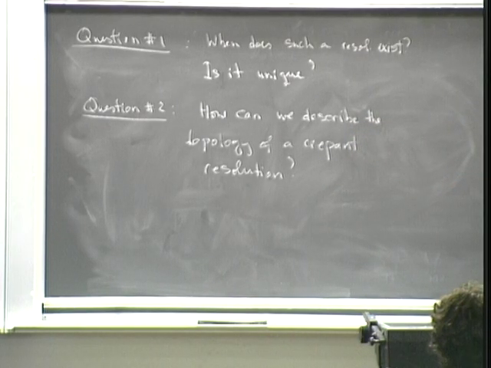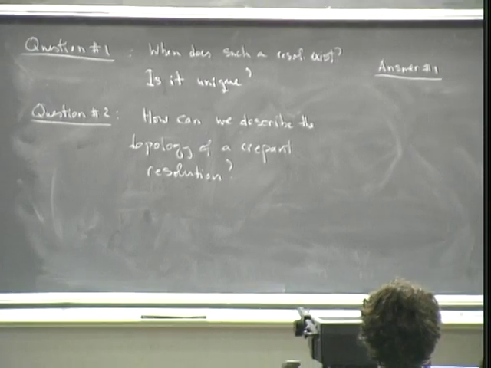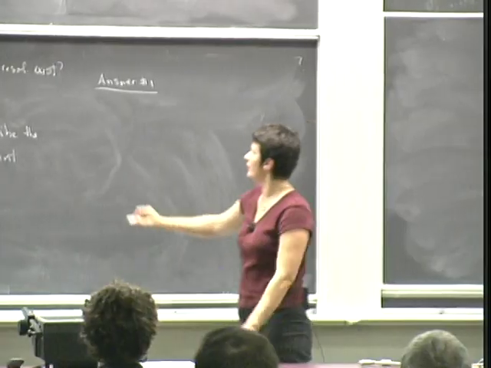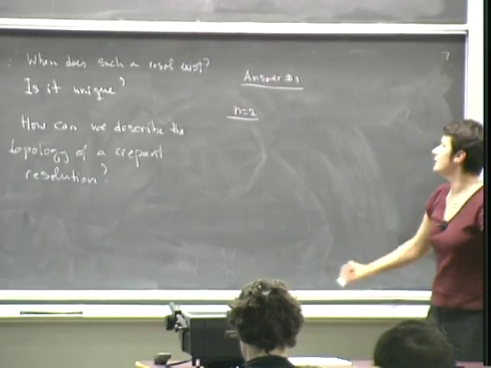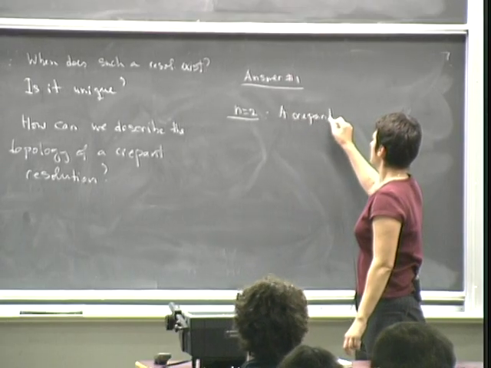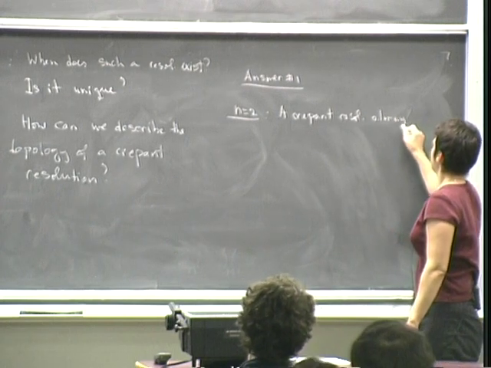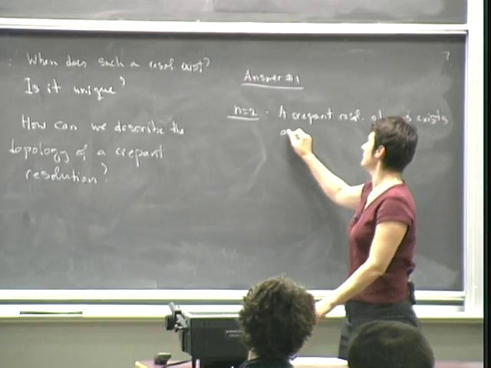Now, the answer to question number one really depends on the dimension we are in. For n equals 2, it turns out that a crepant resolution always exists, and it is unique.